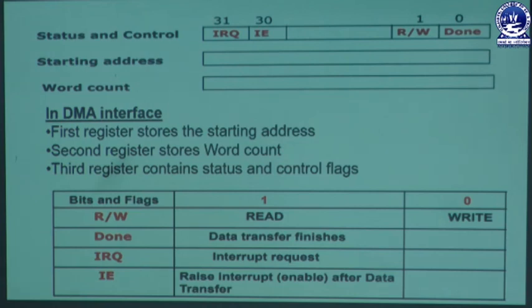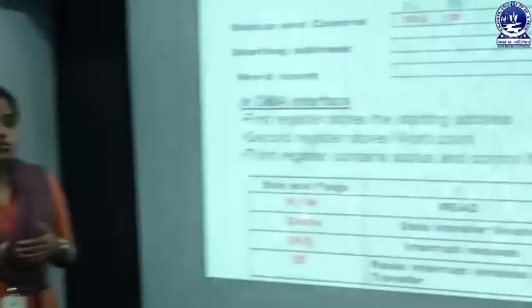So for doing that, it has to set the bit of IRQ to 1, and then another one is interrupt enable, to raise an interrupt after data transfer. So these are the bits which are set to 1 when the DMA controls the data transfer between the input output device and the memory. So this is all about today's class.